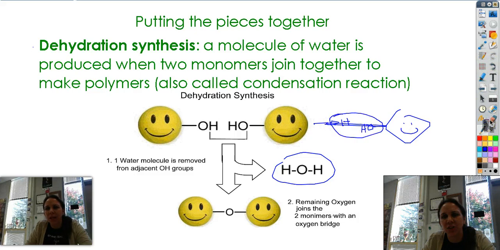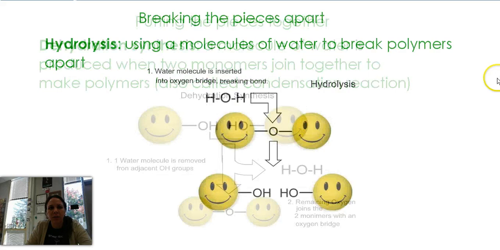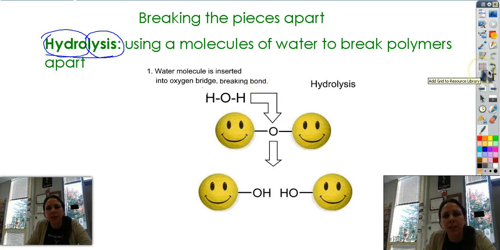Okay, well, when we eat our food, we need to break the items apart, not put them together. So now, how do I break them apart? This process is called hydrolysis. The hydro refers to water. Lysis means to split or break. So hydrolysis is when you use a molecule of water to break polymers apart.